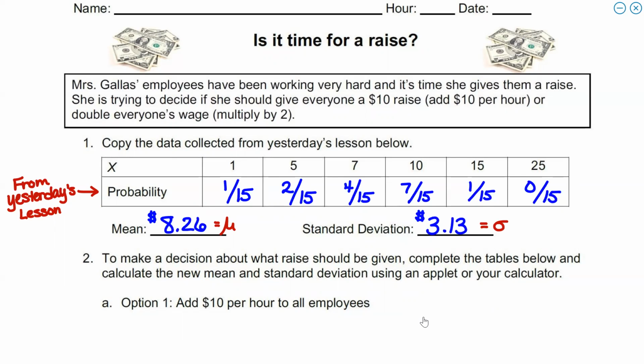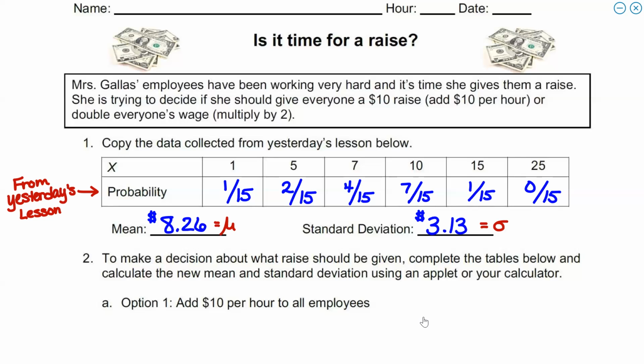One person drew $1 an hour, 2 people drew $5 an hour, 4 people drew $7 an hour, 7 drew $10 an hour, and 1 drew $15 an hour. Nobody drew the 25. And then we found our mean and our standard deviation. This was a weighted average.